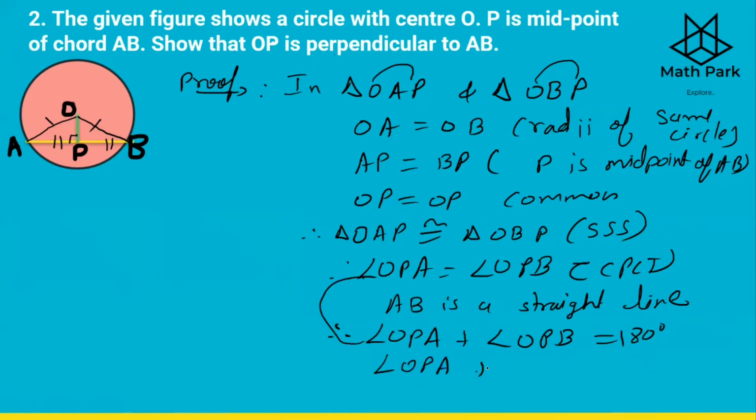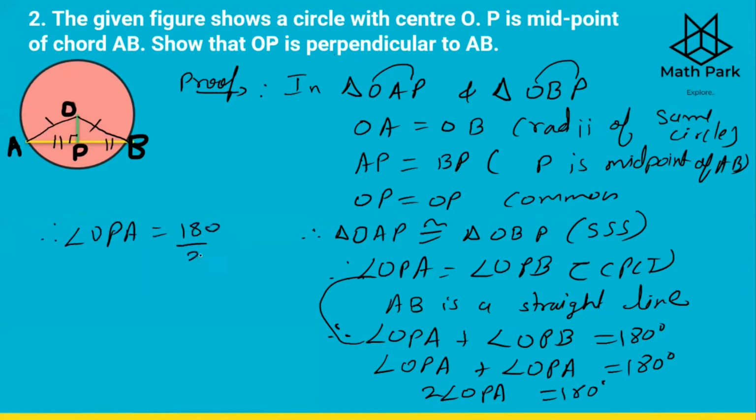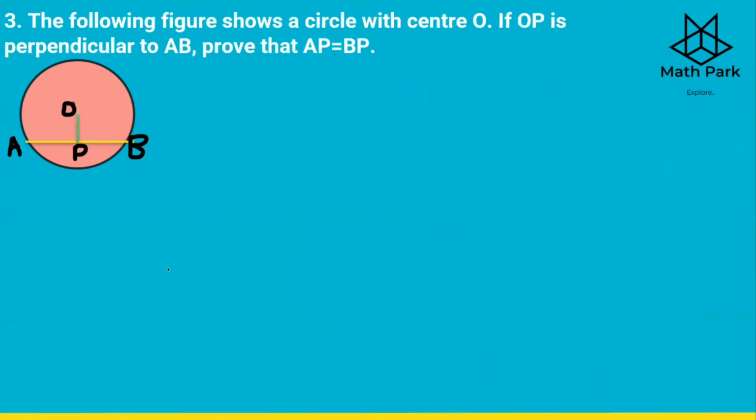So I get angle OPA plus angle OPA is equal to 180 degrees. Now angle OPA plus angle OPA is twice angle OPA is equal to 180 degrees. And therefore you get angle OPA, this 2 will move over this side, is equal to 180 upon 2, which is 90 degrees. Okay, now you have proved this angle is 90 degrees. Therefore you get OP is perpendicular to AB. Got it? The next question is similar again.